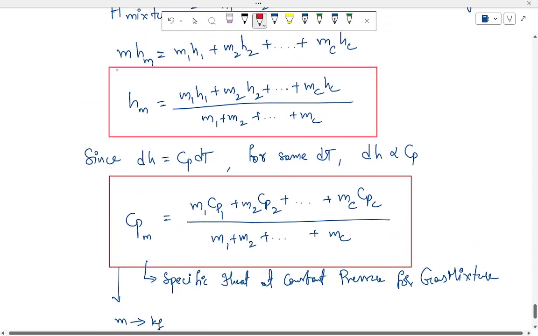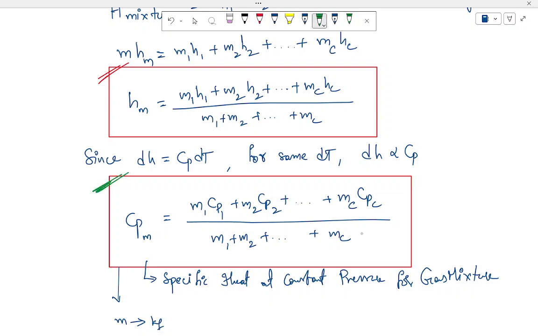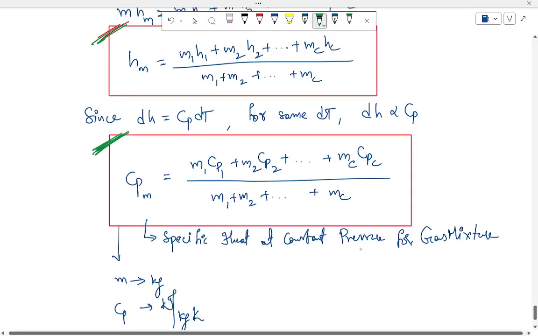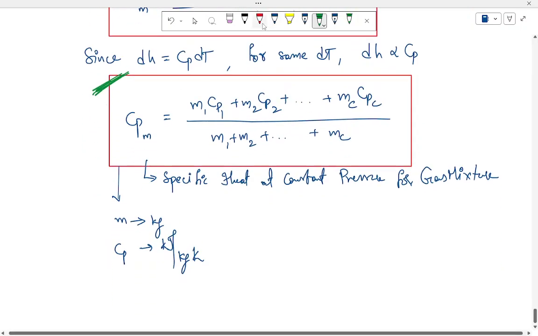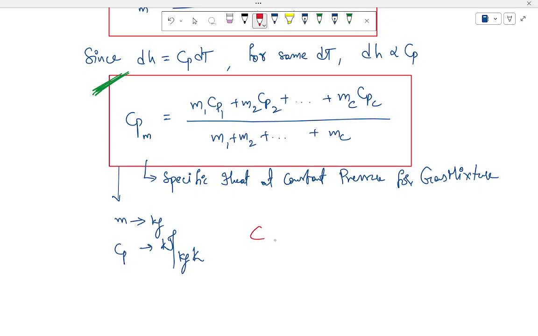Now I got the formula for enthalpy and the Cp for the gas mixture. Even this Cp formula for the gas mixture can also have the analogy with your R. Again here, like I have discussed for Cv, I can discuss even for Cp here.